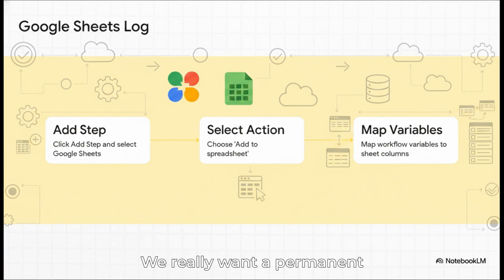But listen, we don't just want to message the team. We really want a permanent, searchable log of these handoffs. Well, you can add a Google Sheets integration step right into this workflow. It is as simple as clicking Add Step, selecting Google Sheets, choosing Add to Spreadsheet, and then just mapping your workflow variables like who the offgoing engineer is, who's incoming, and the shift time directly into your spreadsheet columns.